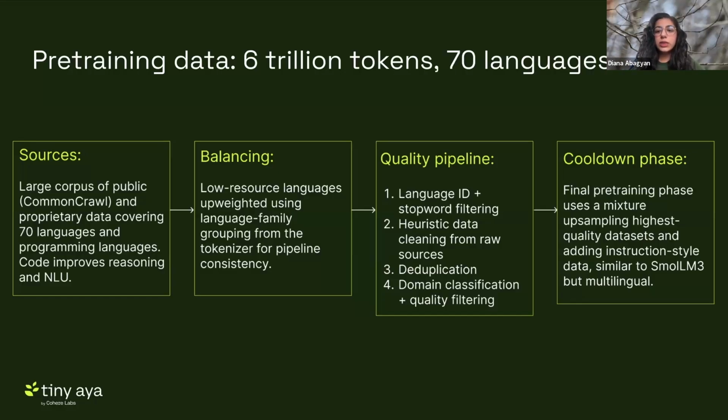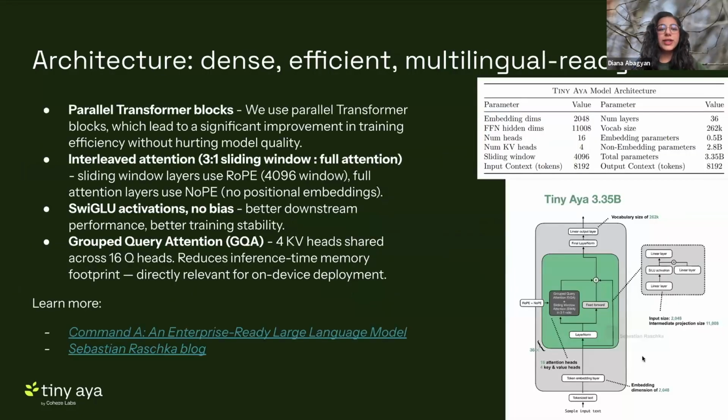We also have a cooldown phase. So the data that I discussed is used in the majority of the pre-training. In the cooldown, we also upsample the highest quality data sets and add more instruction style data. So that we're well set up for post-training.